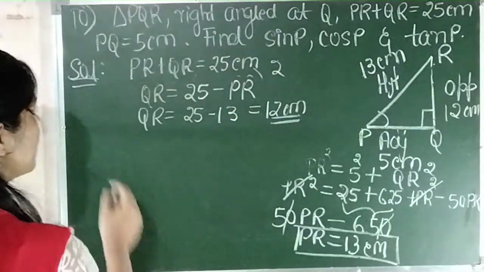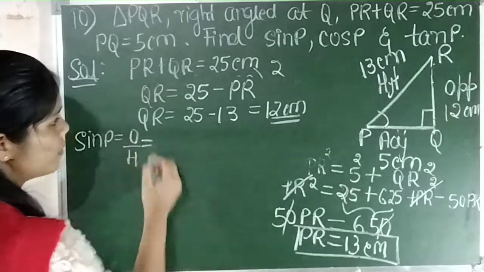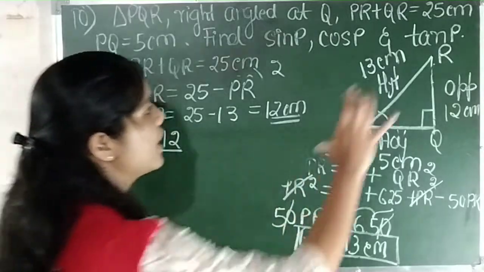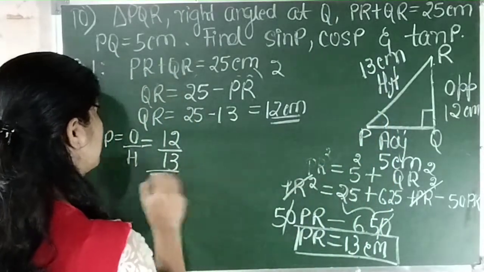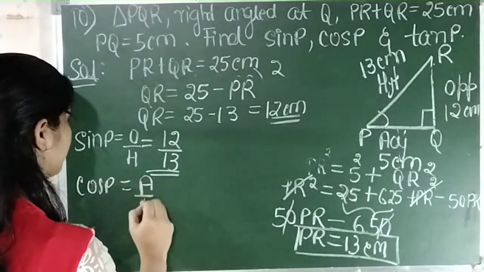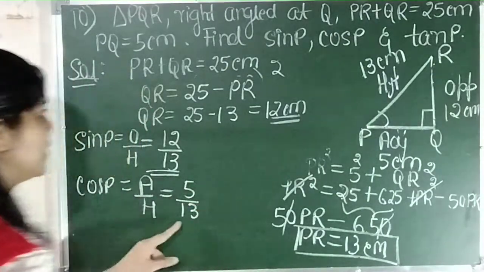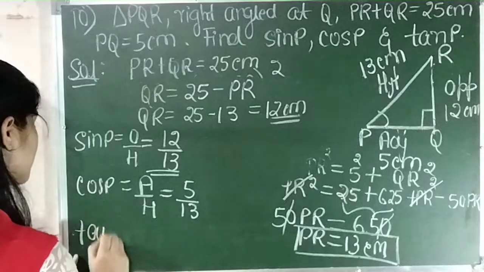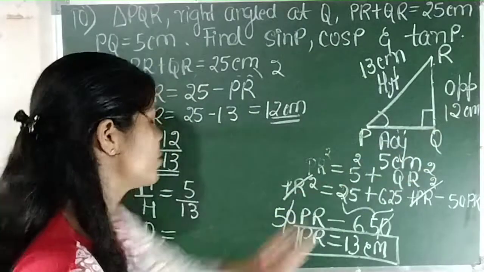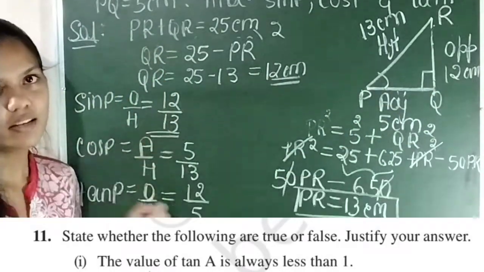Now find sin P. Sin P is nothing but opposite by hypotenuse. Opposite is nothing but RQ, that is 12 centimeter, and the hypotenuse is 13 centimeter. Next, cos P. Adjacent by hypotenuse. Adjacent is 5 centimeter and the hypotenuse is 13 centimeter. Tan P is nothing but opposite by adjacent. Opposite side is 12 centimeter. Adjacent is 5 centimeter. So these are the values.